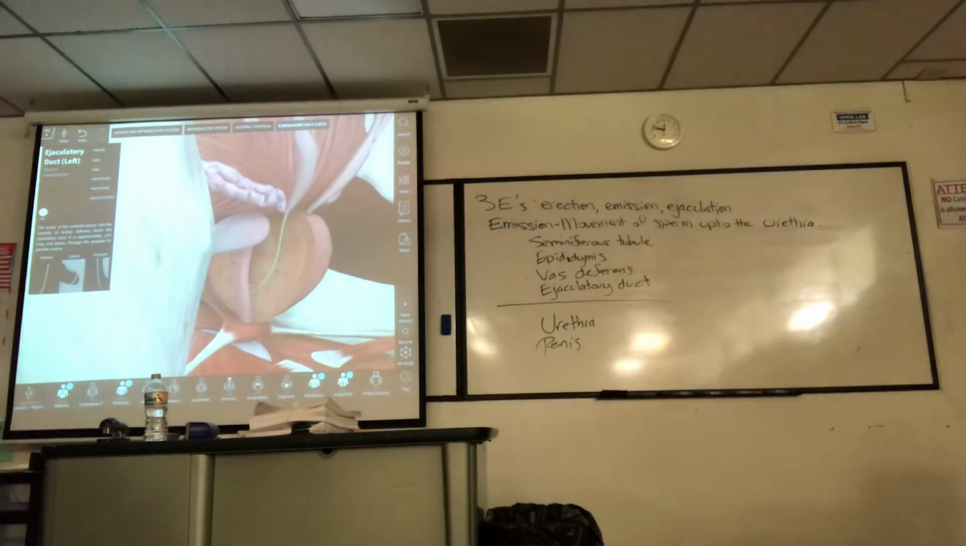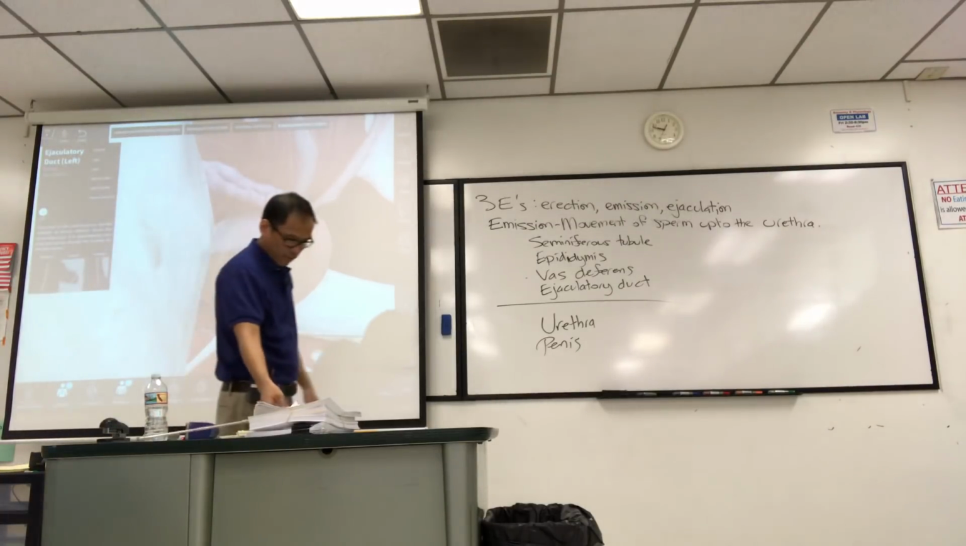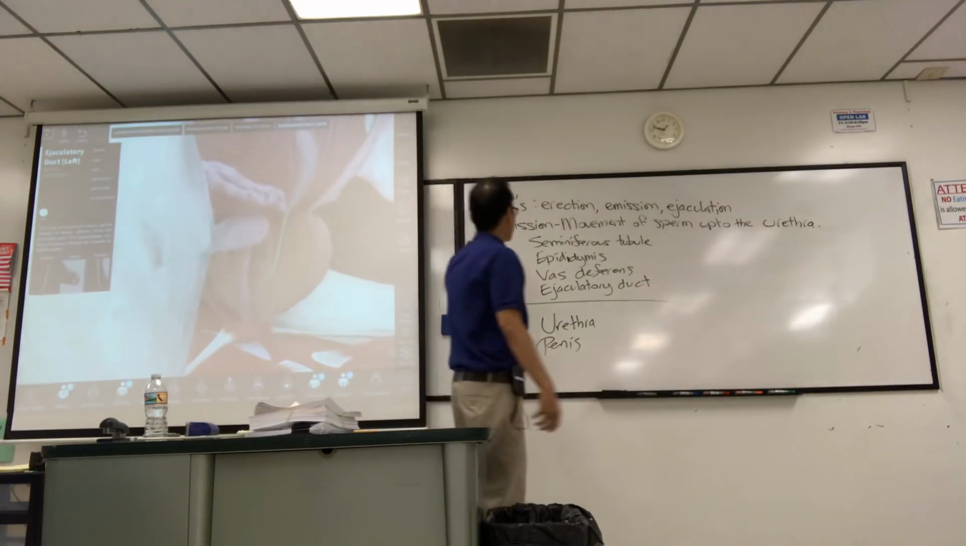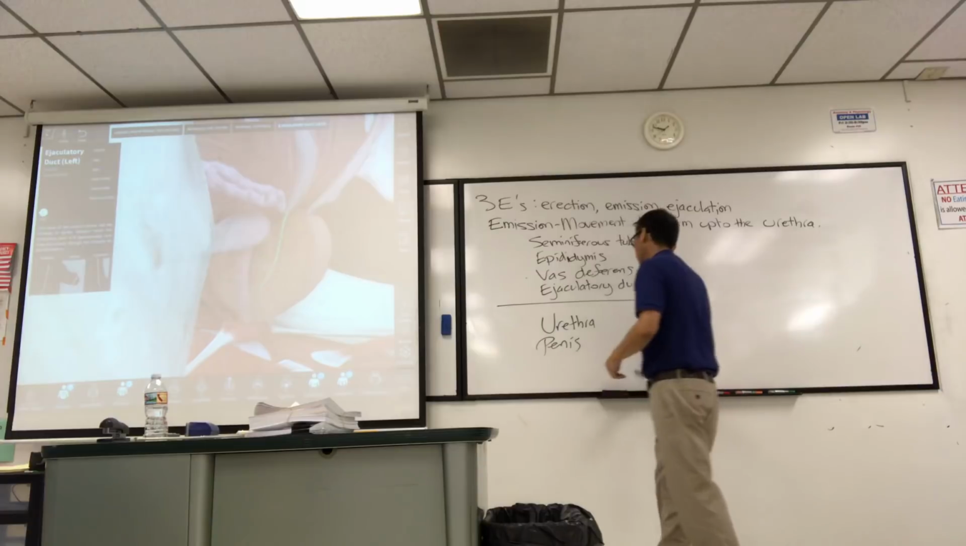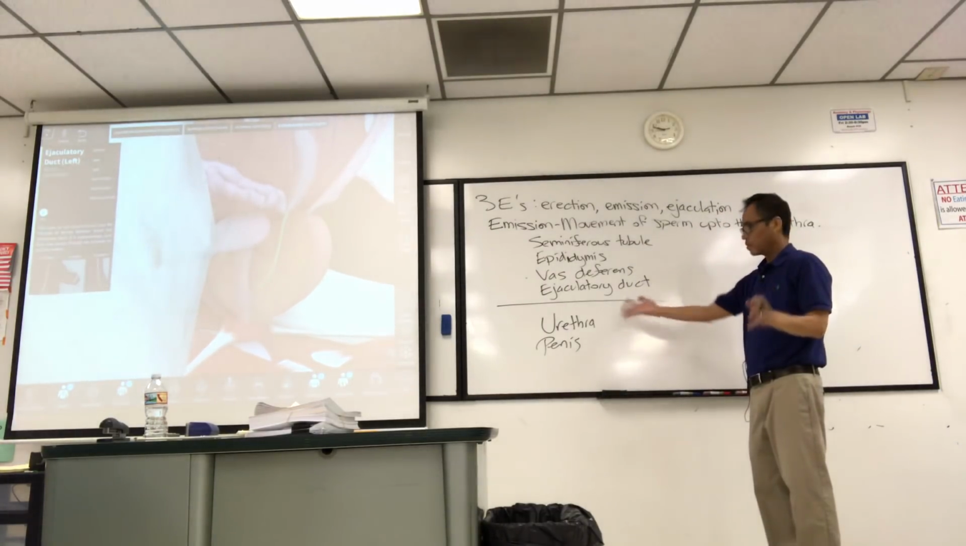I'll turn the lights back on. So the definition of ejaculation is movement of sperm out of the urethra, through the penis.